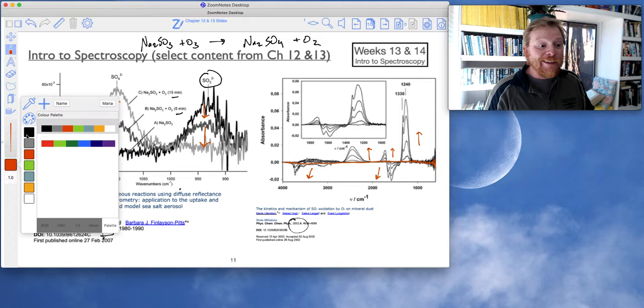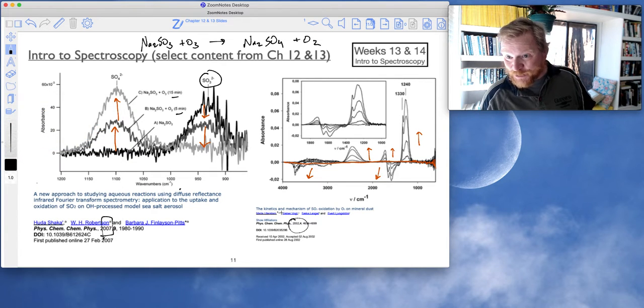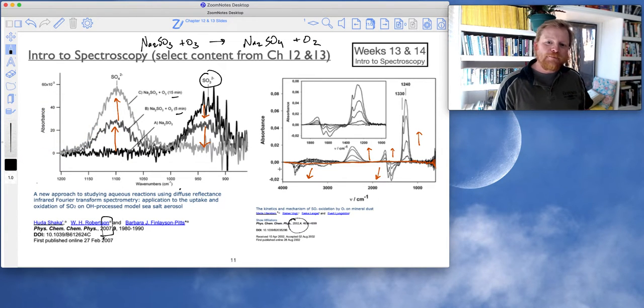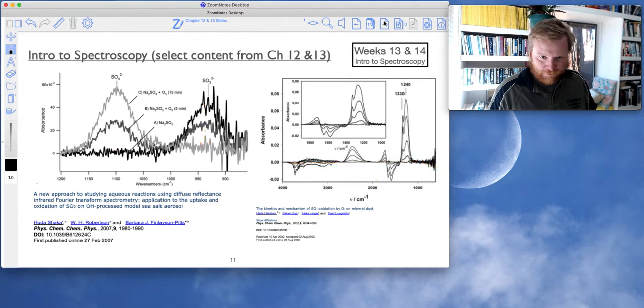And I'll plug my own lab. We have the ability to do this technique in my own research lab. So I'll spend some more time talking about that later on in the week.